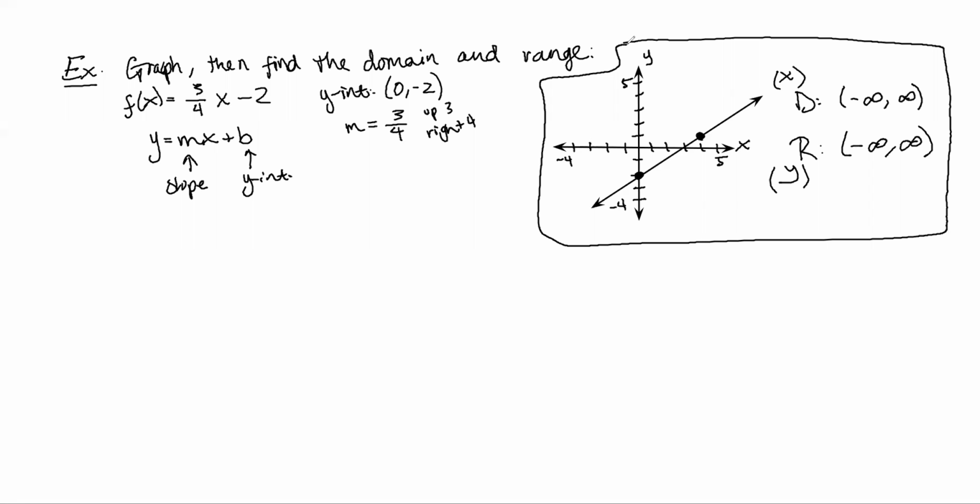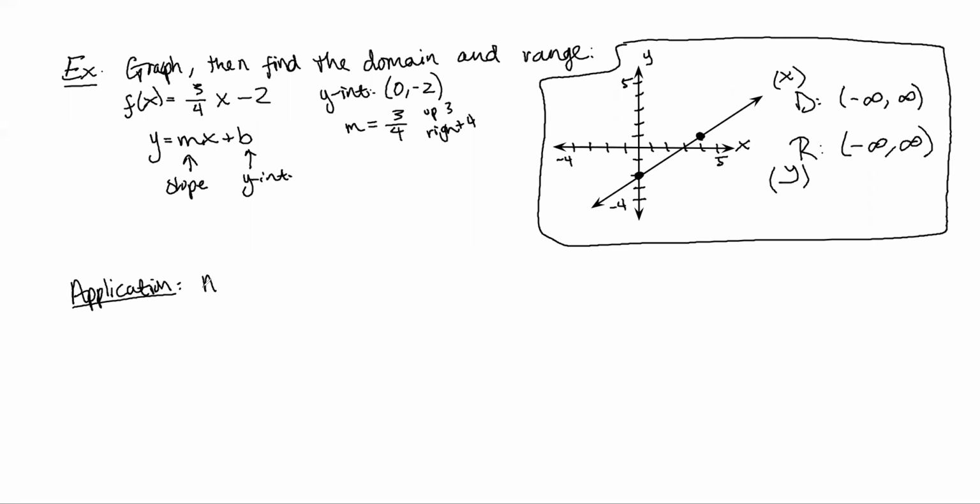Okay, the nice thing with this is if you're looking at a linear equation, as long as you have one that's going up and down like this and not a vertical or horizontal line, this will always be your domain and range. So let's go ahead and briefly take a look at an application problem you're going to see in the homework.